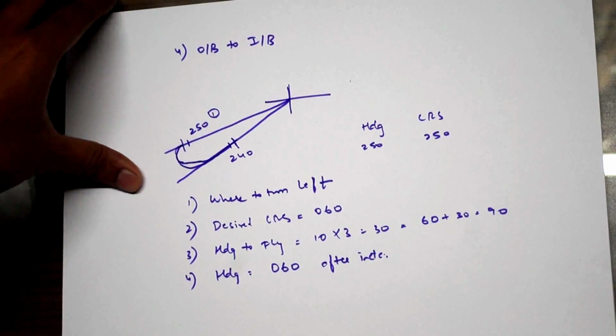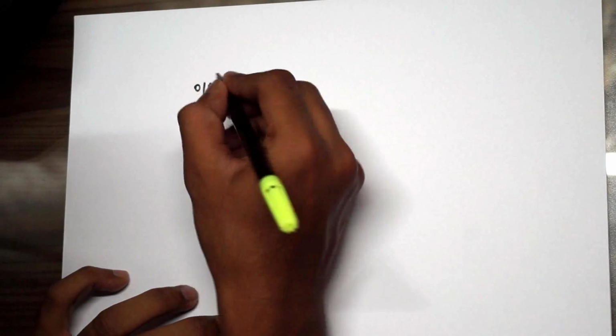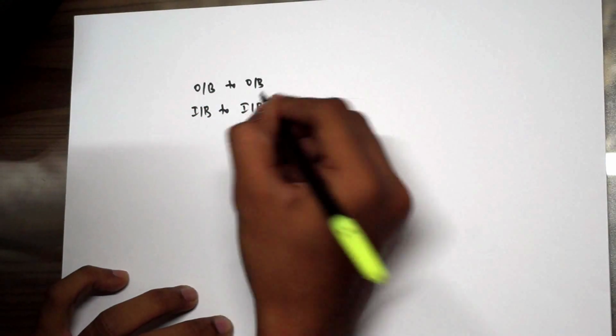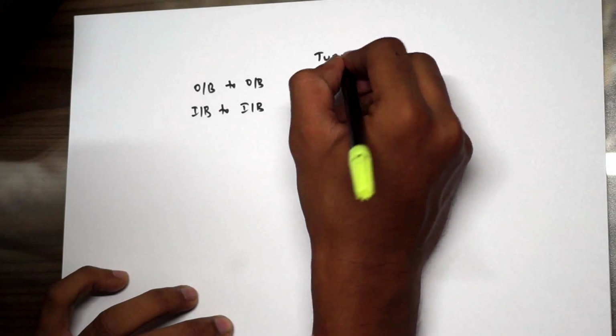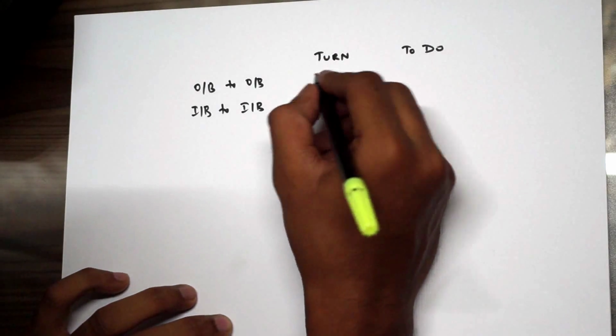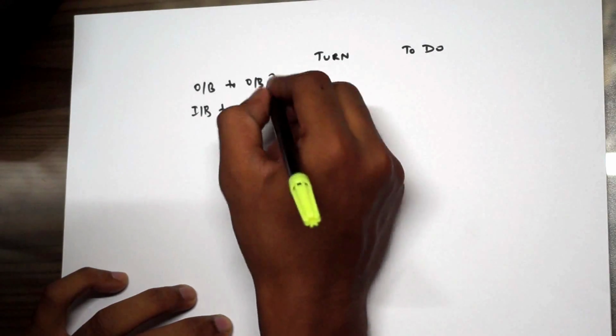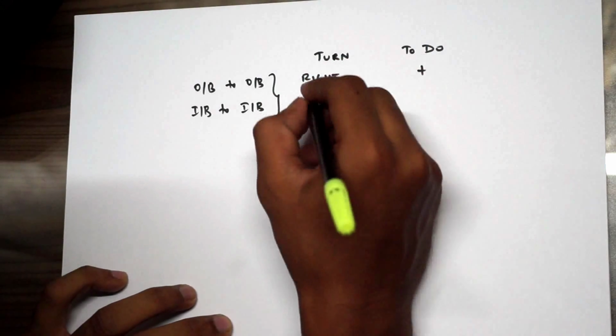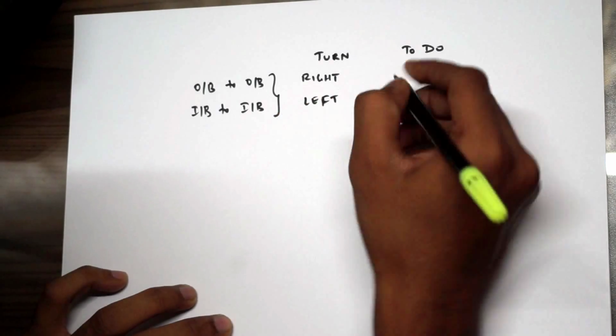So now we'll do the addition and subtraction one, if there's a confusion regarding it. You can just note down these are standard procedures: outbound to outbound and inbound to inbound, the turn is common for both of them, the same procedure. If the turn is towards the right, we'll add. Turn towards the left, we'll subtract.